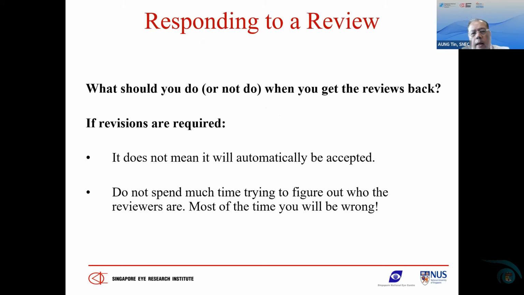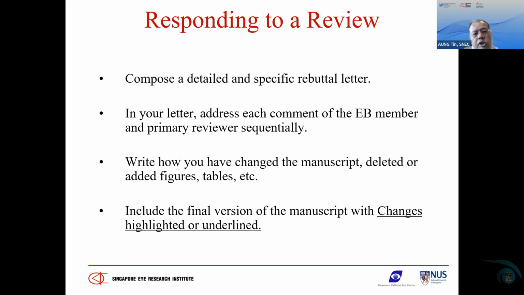Now remember, you then submit the paper, and after that, you get a review back. Before you get a paper accepted, you need to know how to respond to a review. Usually, you have lots of revisions, and just because it's a revision doesn't mean you will be automatically accepted. You have to really address each point. And you need to compose a rebuttal letter and address every single comment made by the editorial board member or the reviewers sequentially.